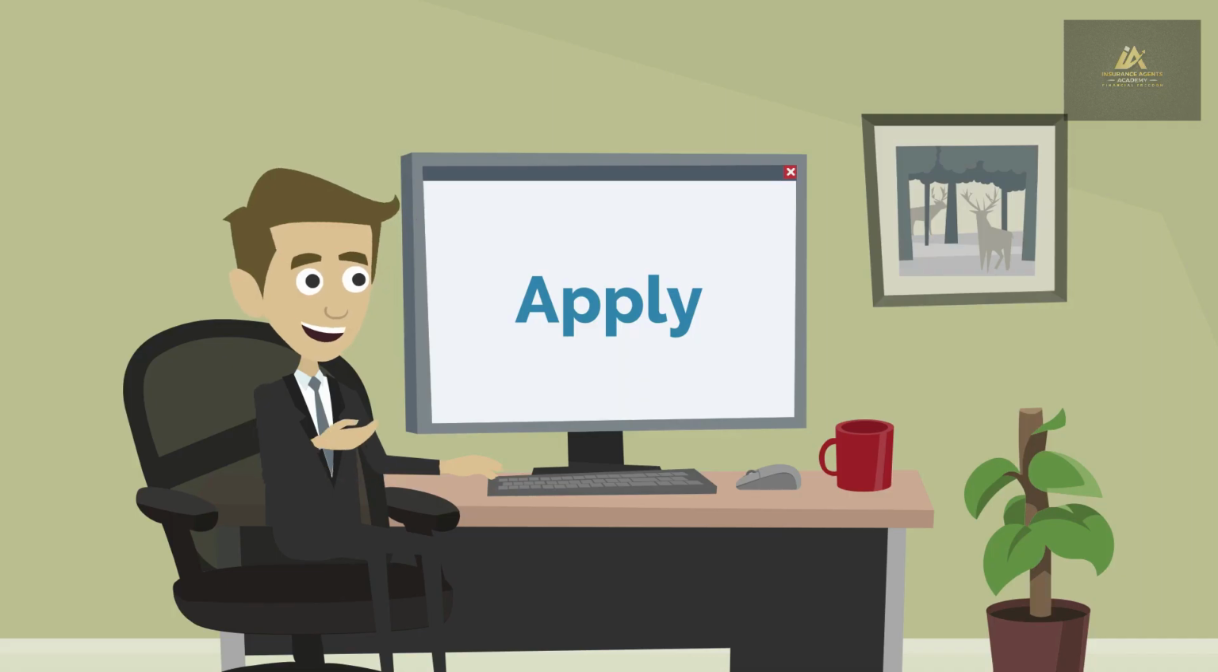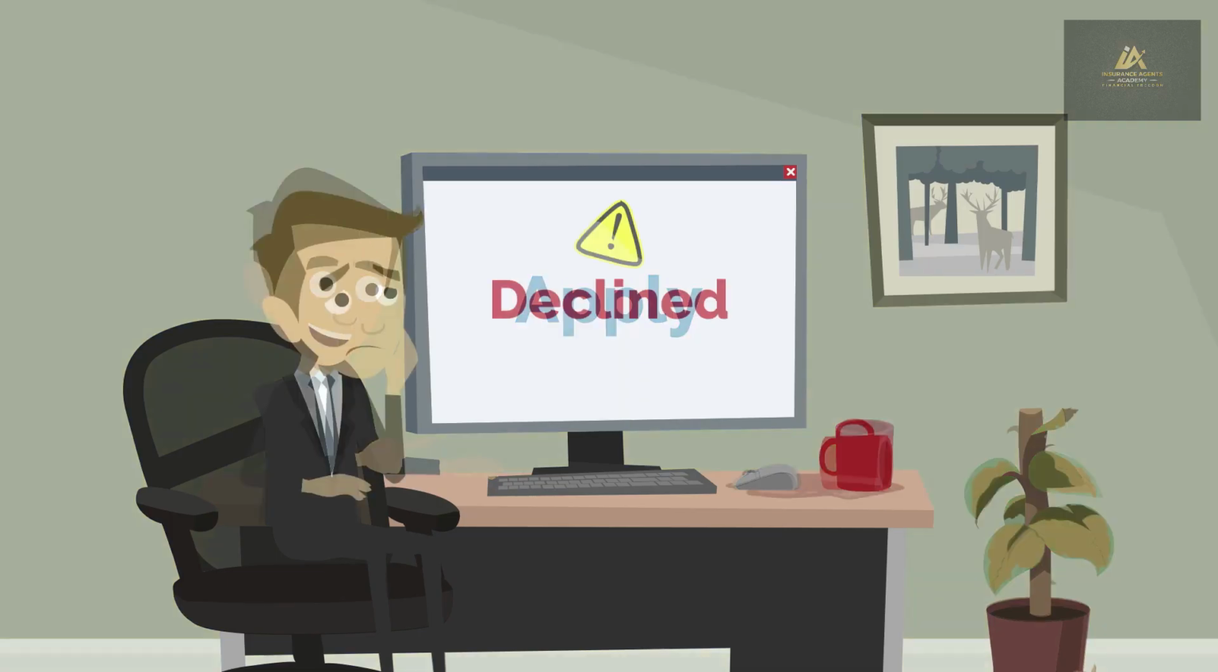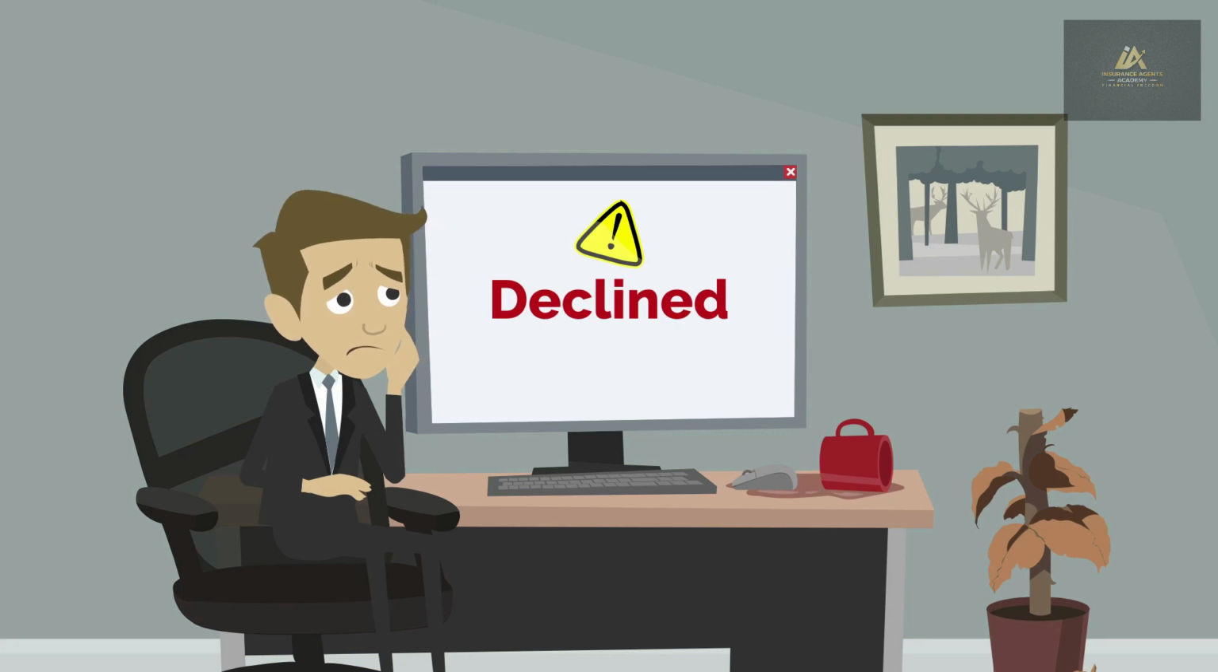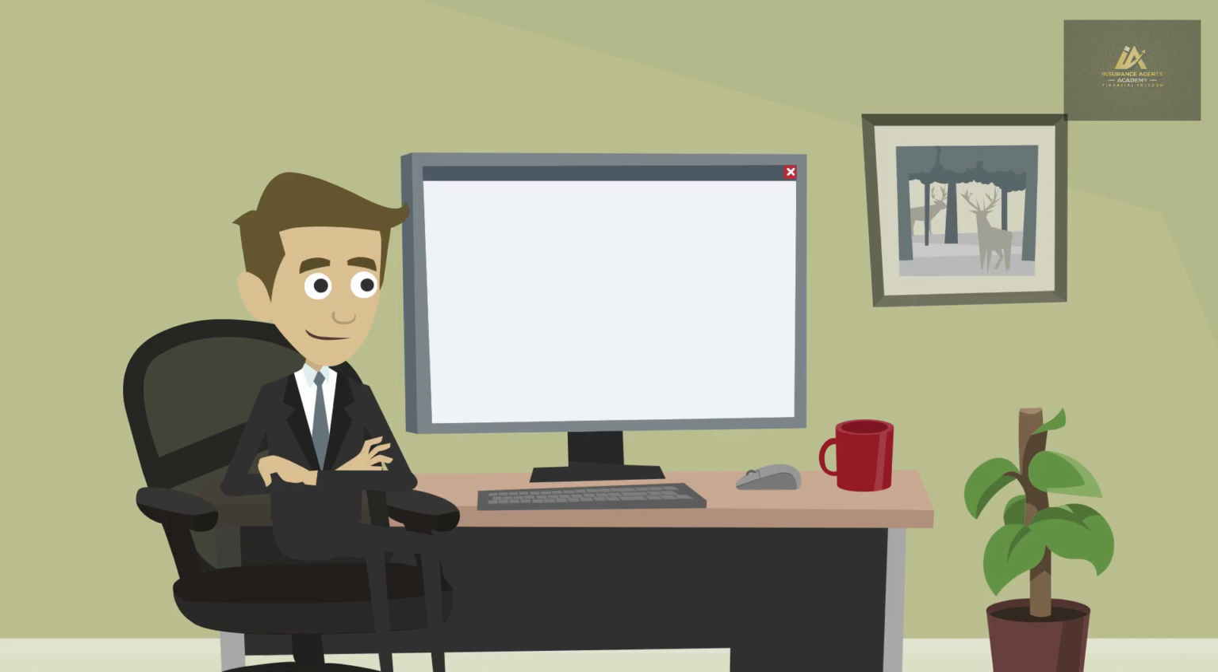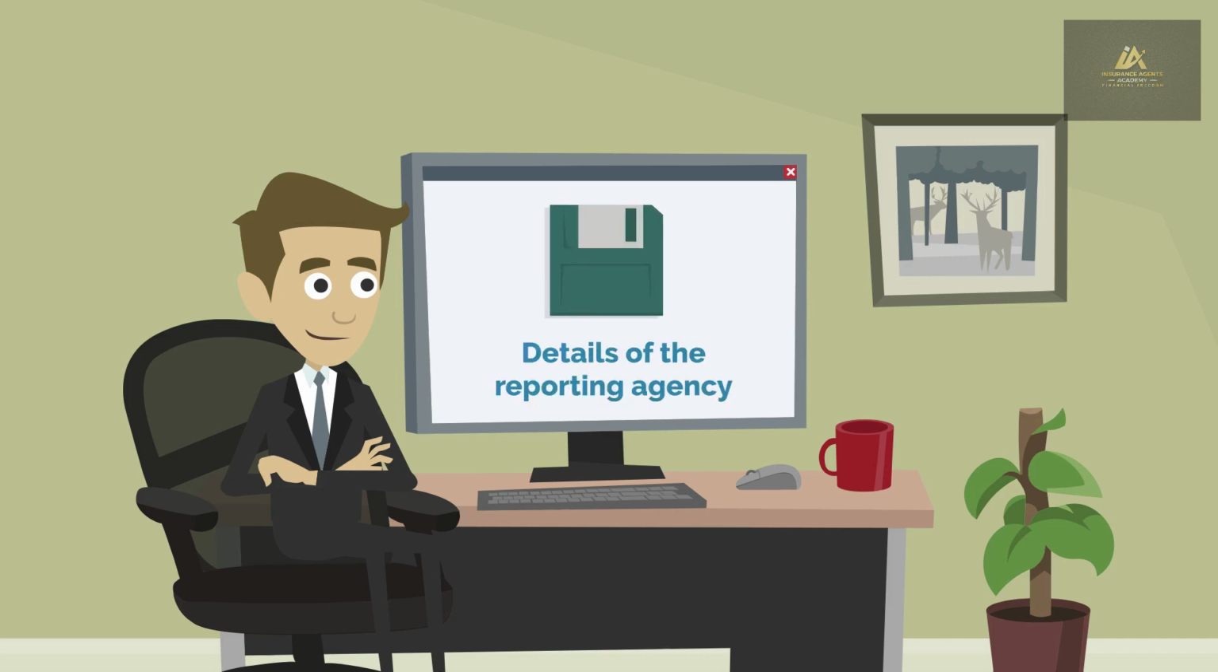Fair Credit Reporting Act. Under the Fair Credit Reporting Act, if someone applying for insurance is declined or modified because of information contained either in a consumer or investigative report, the person has the right to know what was in the report and will be provided with the name and address of the reporting agency.